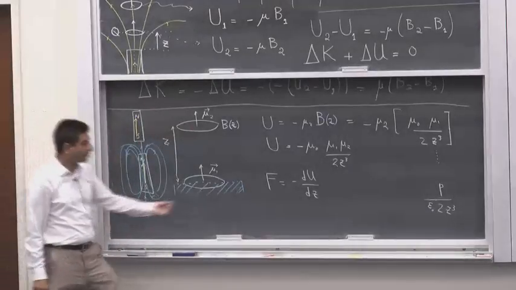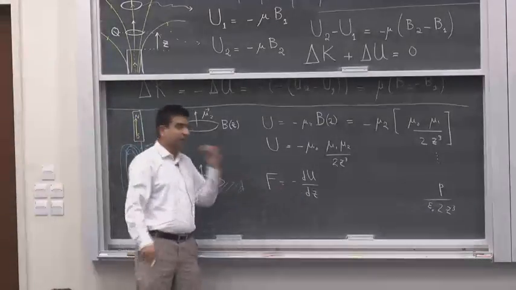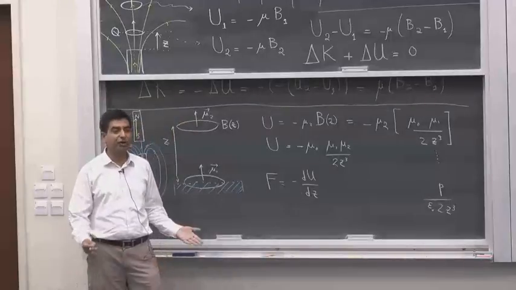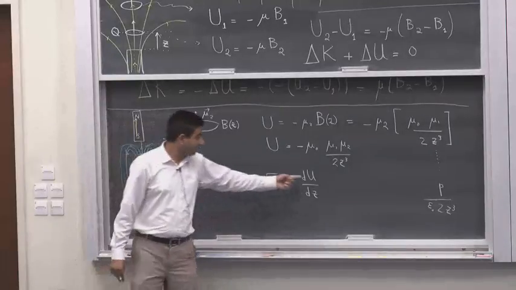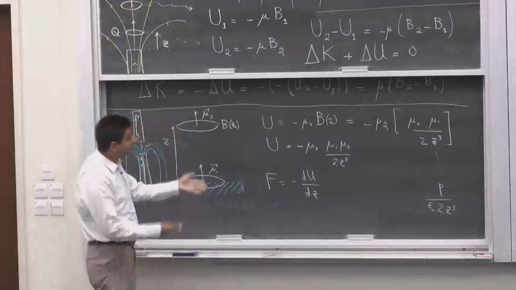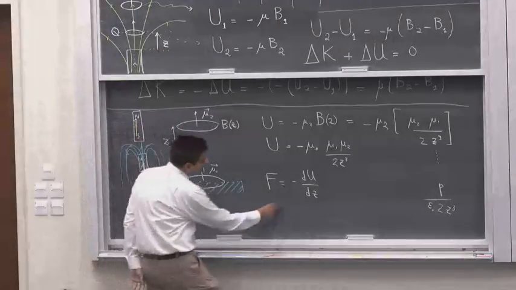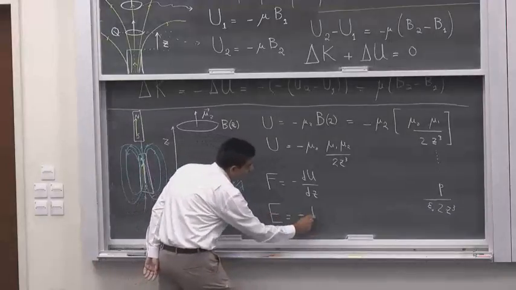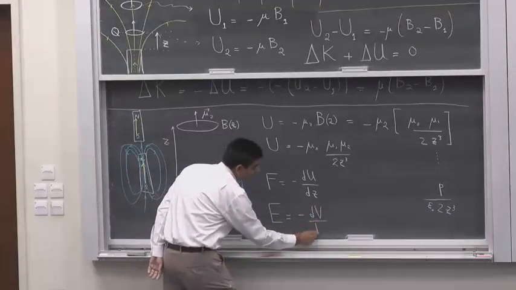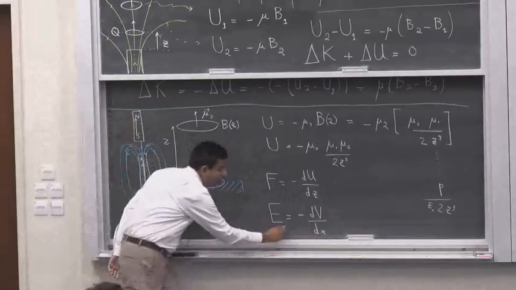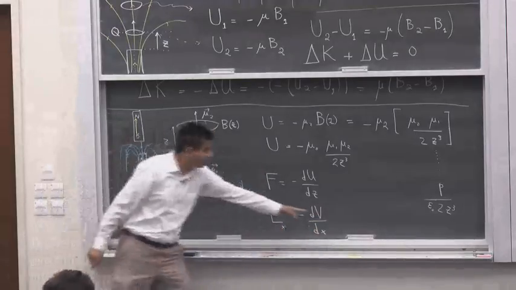Correct? So if I know the potential energy and if I were to calculate the force, it's given by this expression. It's the variation of the potential energy with respect to distance. Remember that this looks very familiar to the expression that we've already seen: E equals minus dV by dx if we're talking about one-dimensional problems. So this is the electric field along the x direction and V is the potential.